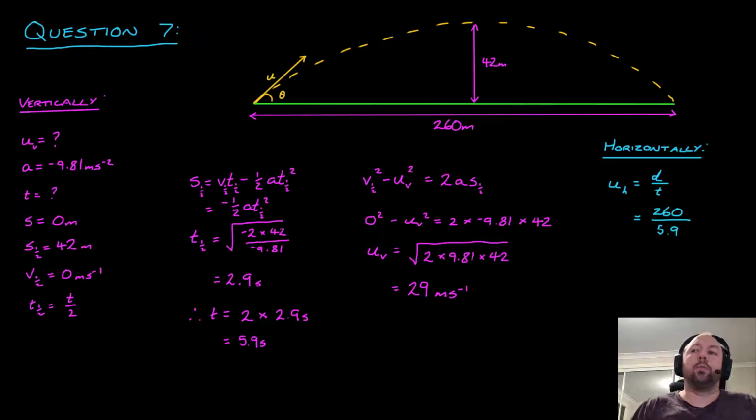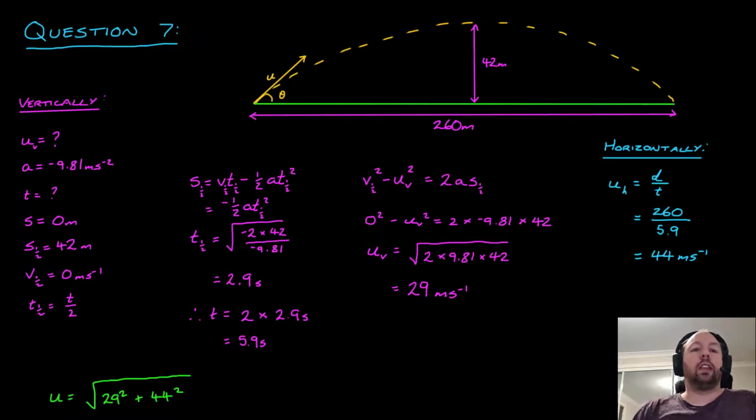And at this point, I'm realizing I've just made a slight mistake. I should have rounded that answer off to 5.9 seconds, so I've just changed that. And we've got 260 divided by 5.9 seconds, approximately 44 meters per second. So we know that our initial velocity had a vertical component of 29 meters per second and a horizontal component of 44 meters per second.